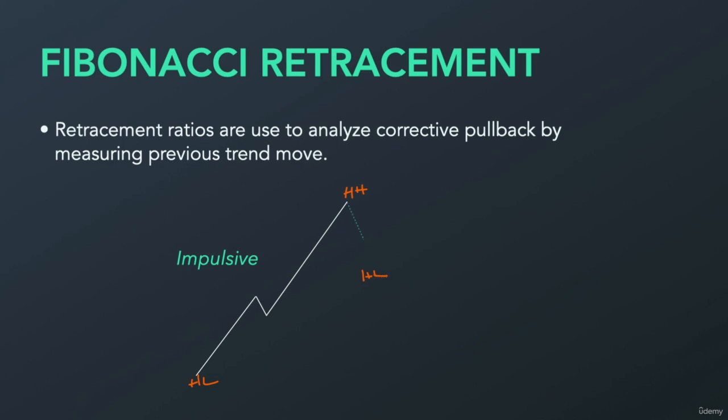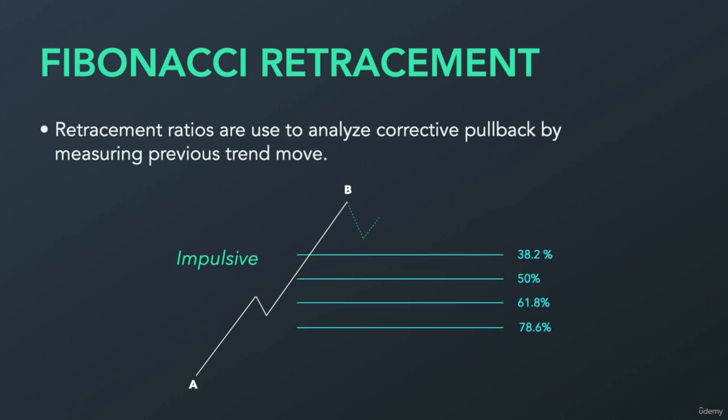So once we see price pulling back, we will use Fibonacci retracement to isolate the potential level where this corrective move might end. So we're gonna plot our Fibonacci retracement tool from point A, the starting point of this impulsive move, to point B, the end of the impulsive move. Then our ratios will appear. So this will be our pullback zone. This is where we will wait for this corrective move to end.